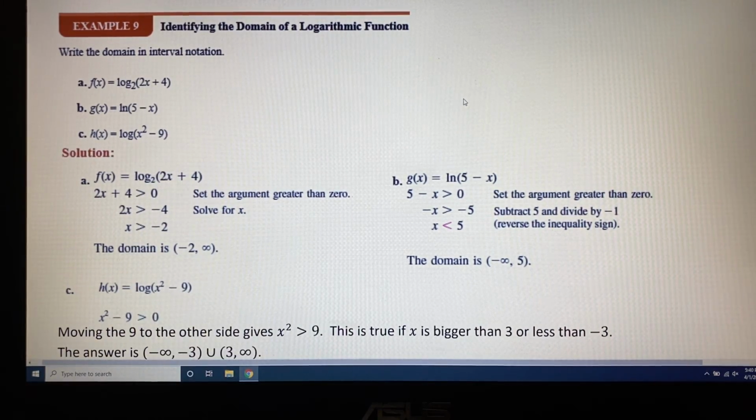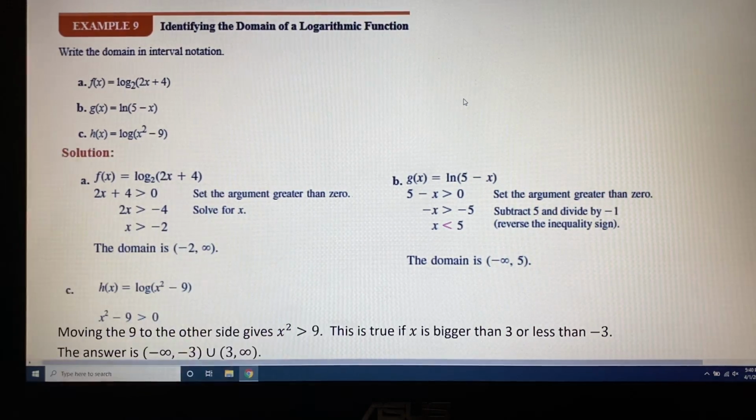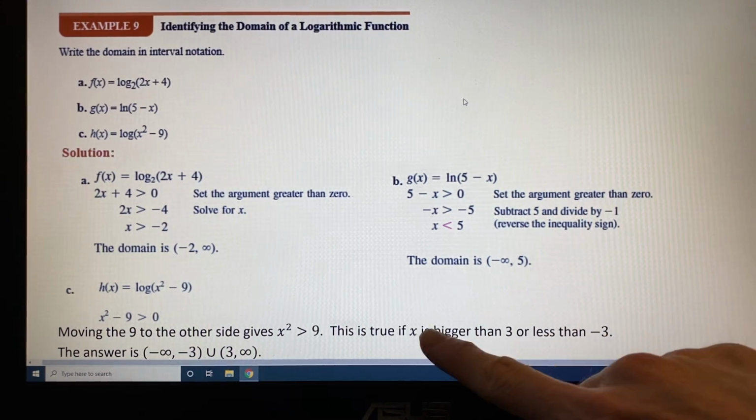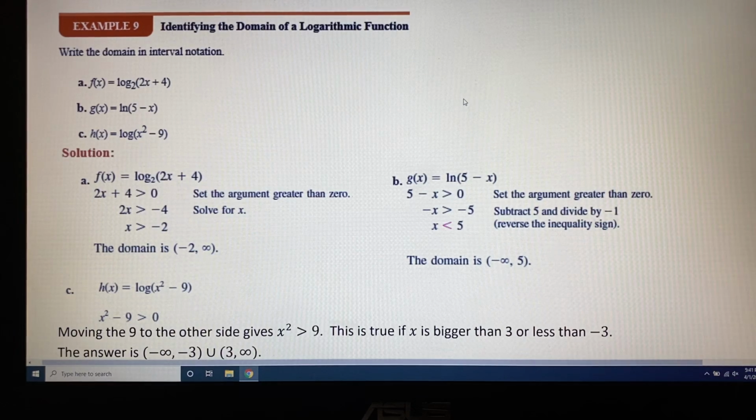In our previous video, we learned what has to be true so that when you square a number, the result is bigger than 9. We learned that x would have to be bigger than 3 or less than negative 3. And this gives us this interval, parenthesis negative infinity comma negative 3, close parenthesis, union parenthesis 3 comma infinity close parenthesis.